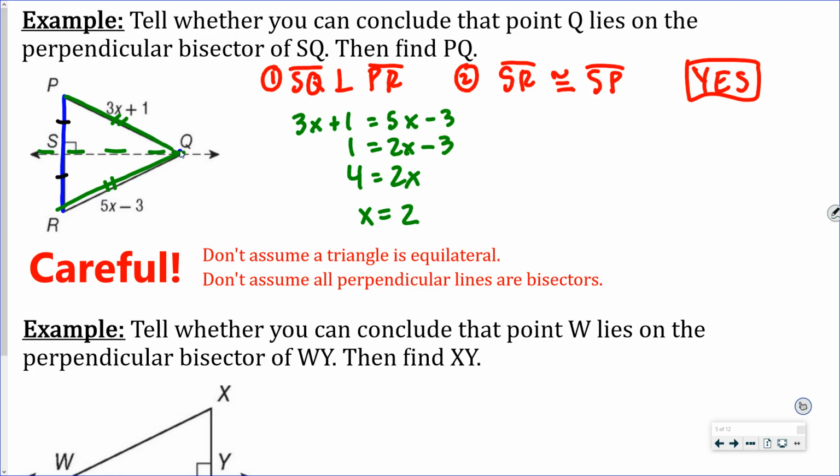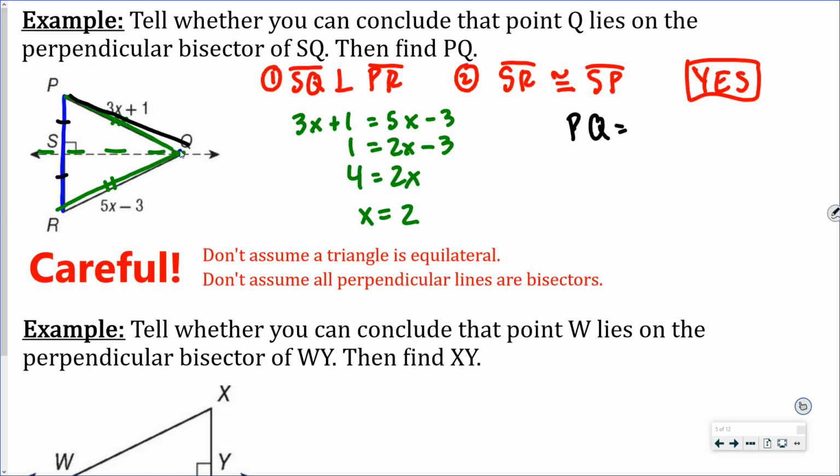All right, X is 2. Were the directions asking me to find X or find something else? You are supposed to, actually, you don't have to find it. What does it tell me to find? PQ. I need to find PQ. That's what they're asking me for, that length.